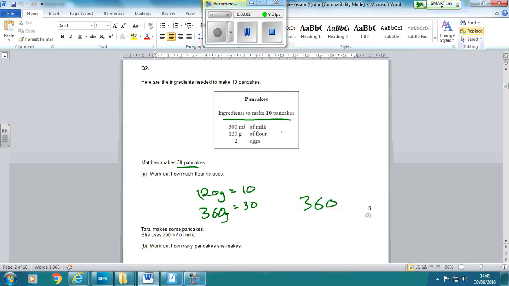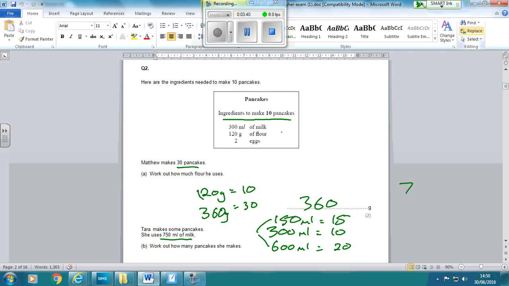Now, Tara makes some pancakes. She uses 750 mils of milk. Work out how many pancakes she makes. So now again, it's all about writing down the information. So if you write down that 300 mils equals 10 pancakes, 600 mils equals 20 pancakes. Now if we add on another 300, that's going to make 900, which is going to be too much. So if we know that 300 mils makes 10, 150 mils will make 15. So if we then add the 150 to the 600, that's going to make 750.